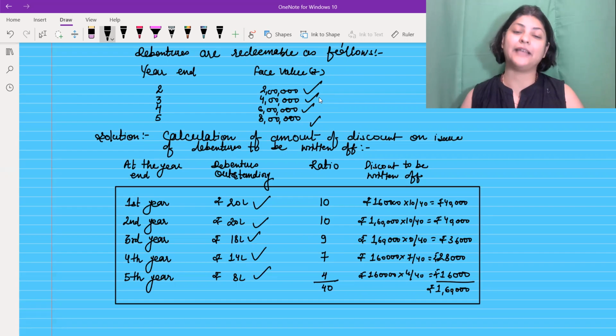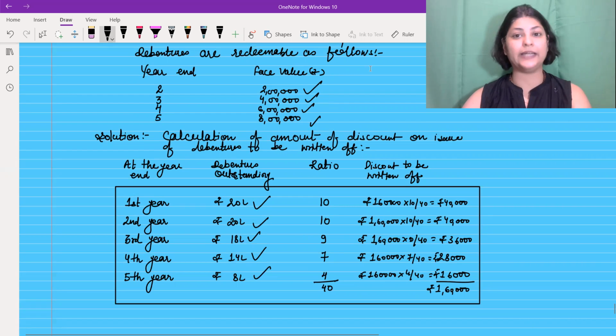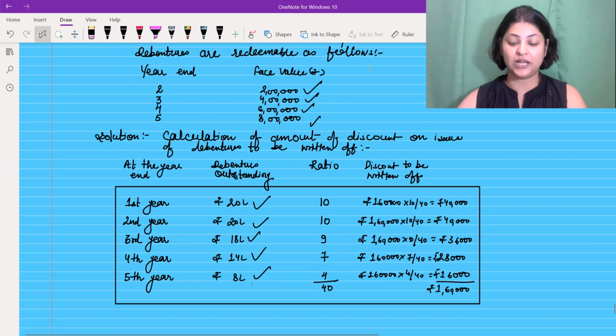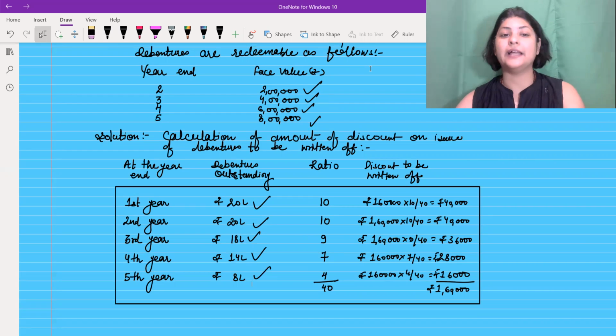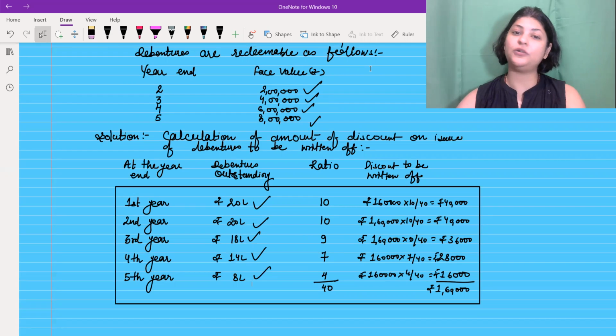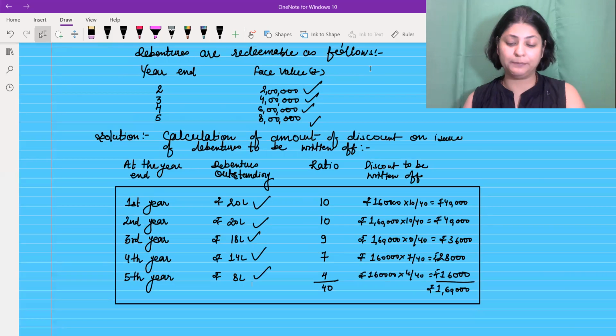Like this, you have calculated how much discount on issue of debenture has to be written off each year, and then you will pass the entry for writing off discount on issue of debenture in each year, and the entry is going to be the same only, that is, statement of profit and loss account debit to discount on issue of debenture. So it is not going to be very difficult for all of you, because you already understood this in concept number 2.2a. The same concept has to be applied over here.